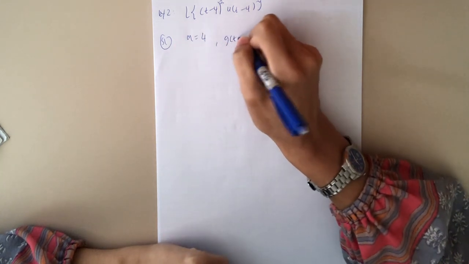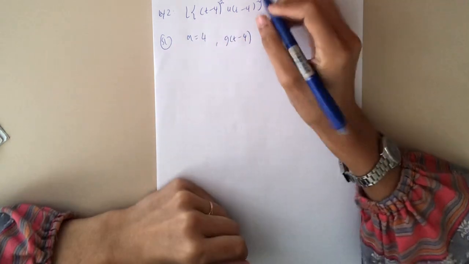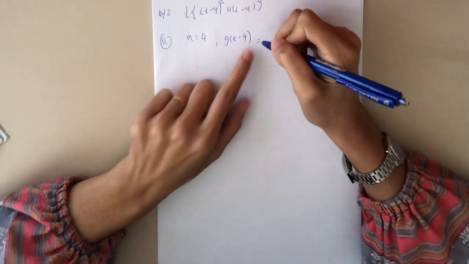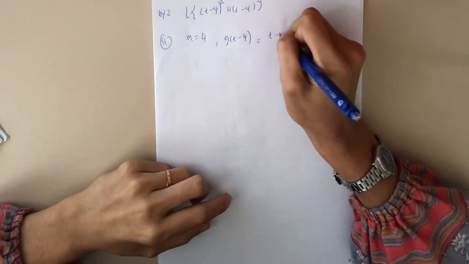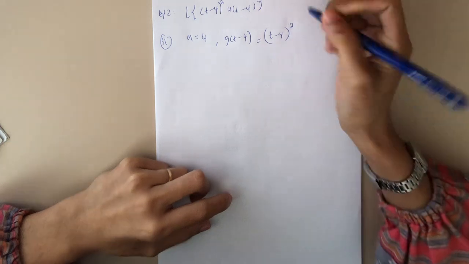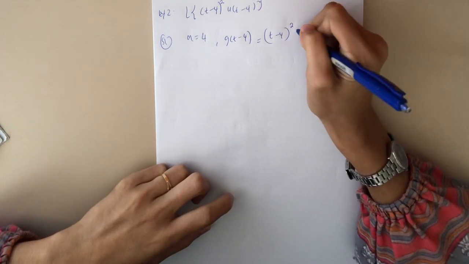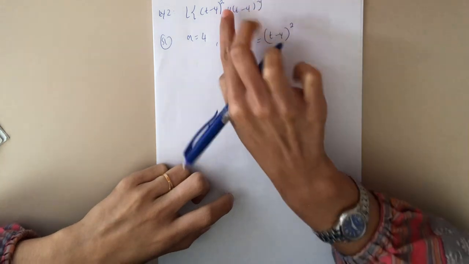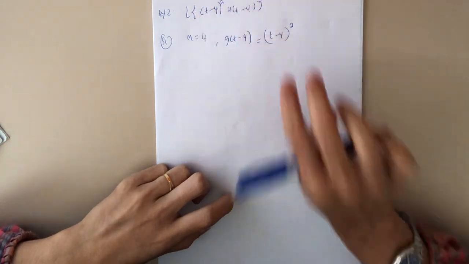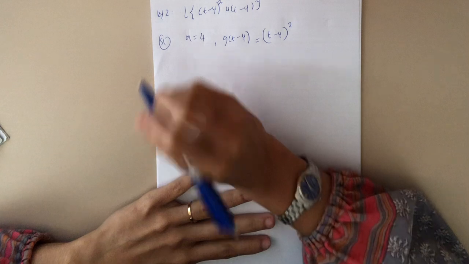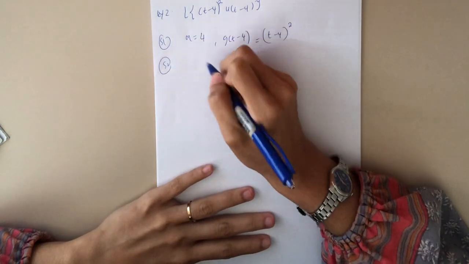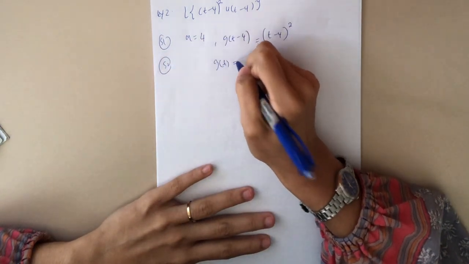What is your g(t minus 4), or g(t minus a)? I just write 4 here already, so it will be (t minus 4) squared. Don't forget to bring your square also. You need to bring this square. Everything here you need to bring together. So step number 2, we want to find g(t) first. So what is your g(t)?